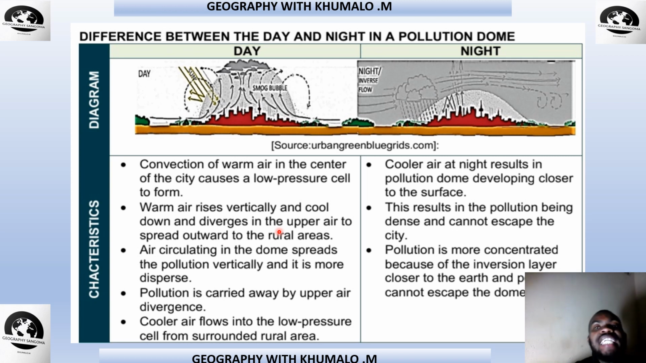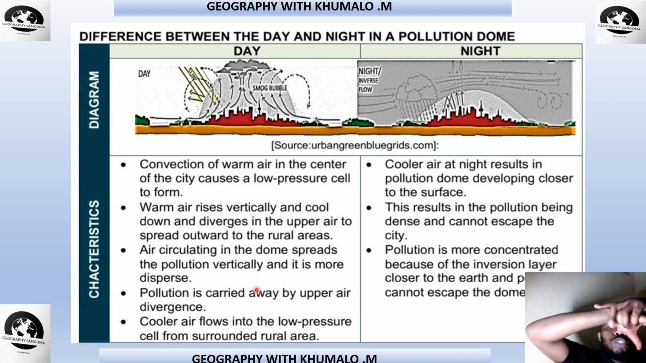It's just that now it includes more pollution here. The air circulating in the dome spreads the pollution vertically, and it is more dispersed. So now more pollution will cover a larger area. Then pollution is carried away by upper air divergence. So the pollution will be carried away by an upper air divergence.